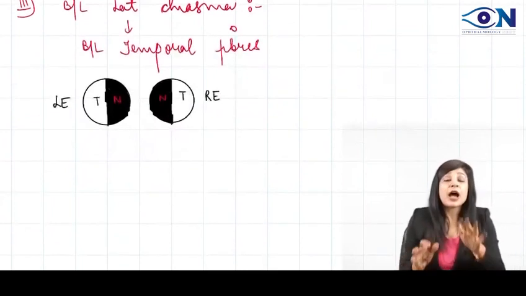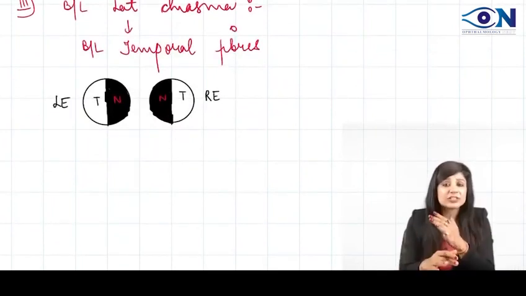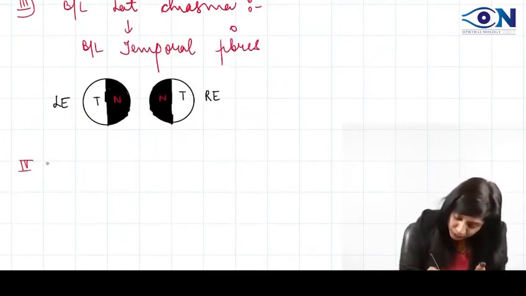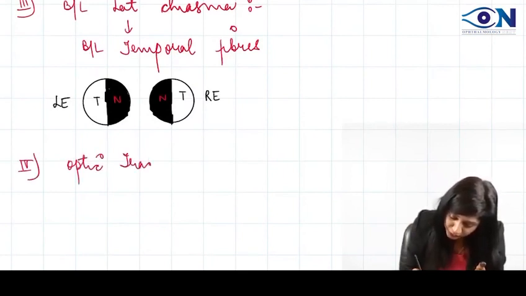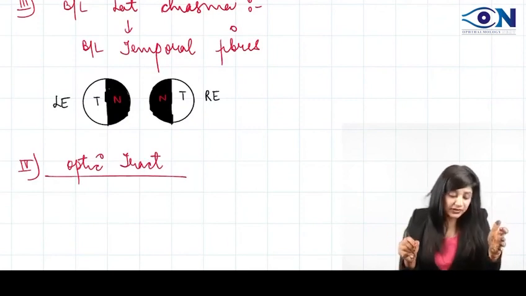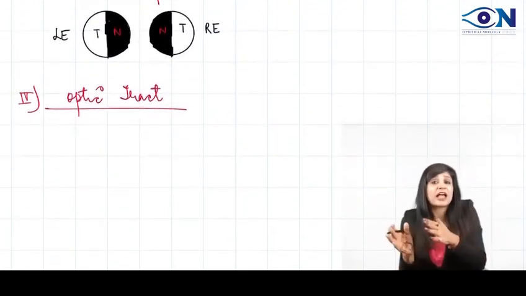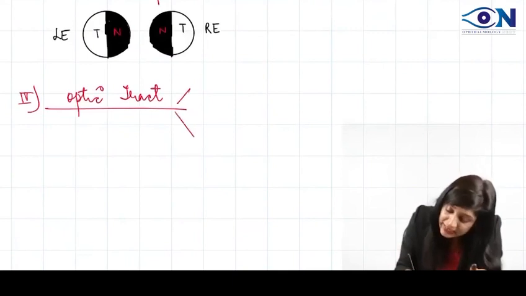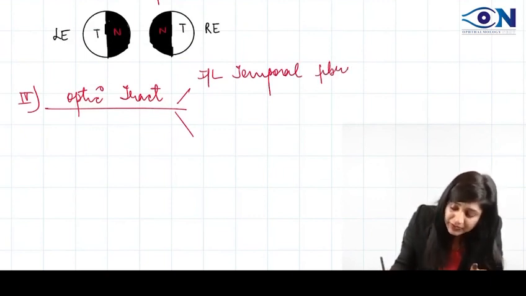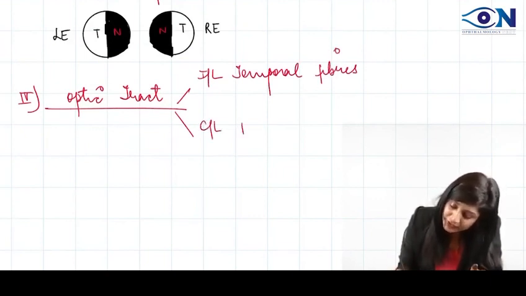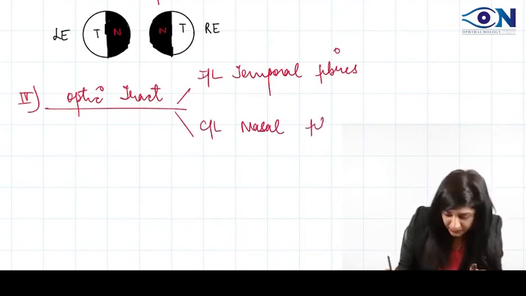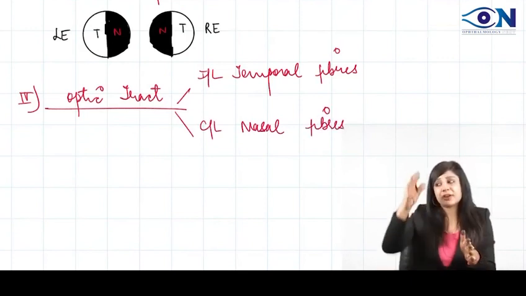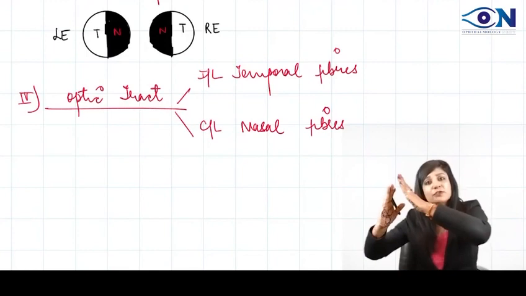Okay. Up till now, we have been looking at the crossing over, but now we come to the lesions of the optic tract, and you have to understand the simple thing. Whenever we are having lesions of the optic tract, it will contain the ipsilateral temporal fibers and the contralateral nasal fibers. So temporal fibers will remain on the same side, nasal fibers of the opposite side.